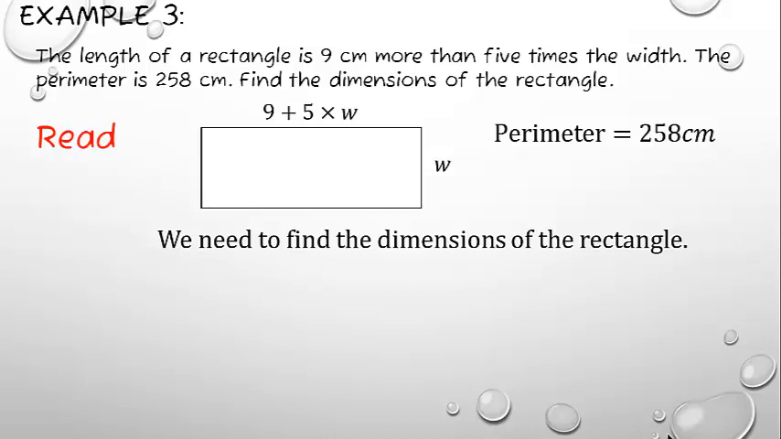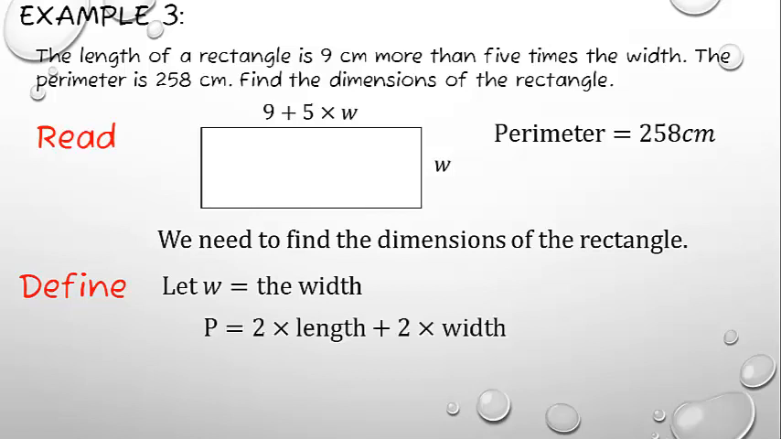So you need to be careful, we are not just finding W. Okay, define. I'm going to define the pronumeral as W because I've used it in my diagram. So let W equal the width. We also know that the perimeter equals 2 times the length plus 2 times the width. This is going to be useful because we actually were given the perimeter.